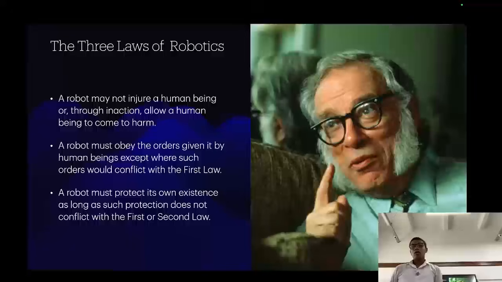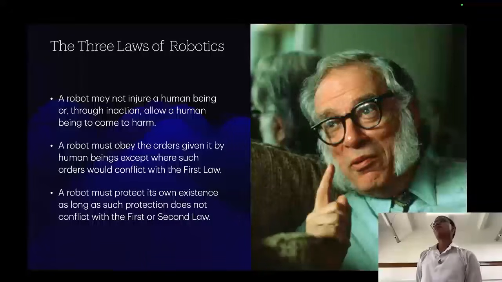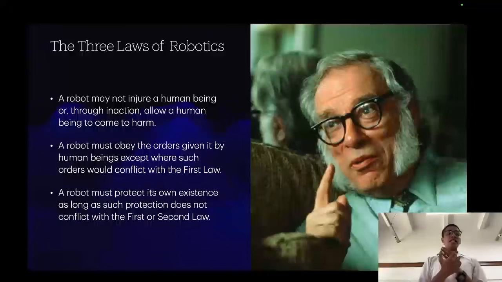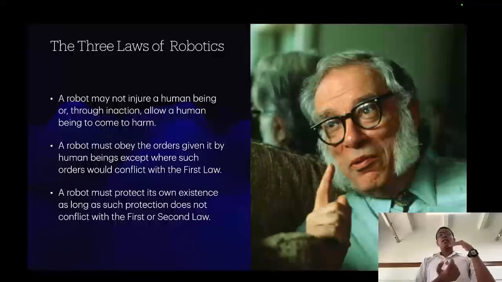So these 3 laws mean, the first law means a robot can't basically hurt a human. The second law means a robot cannot do any action that makes a human go into harm.